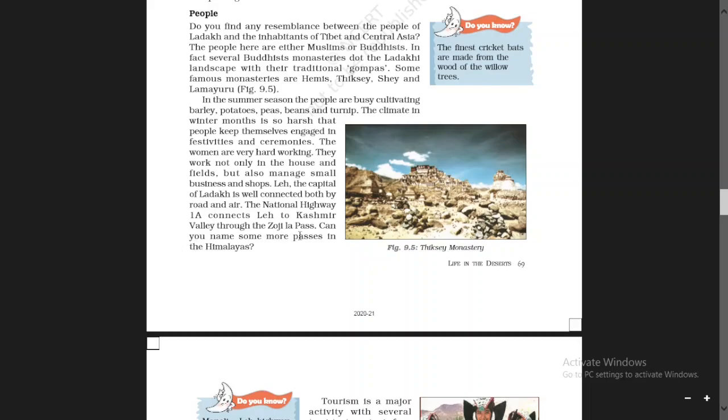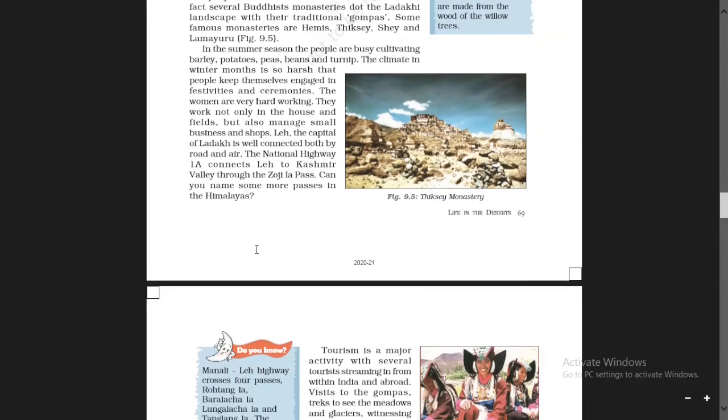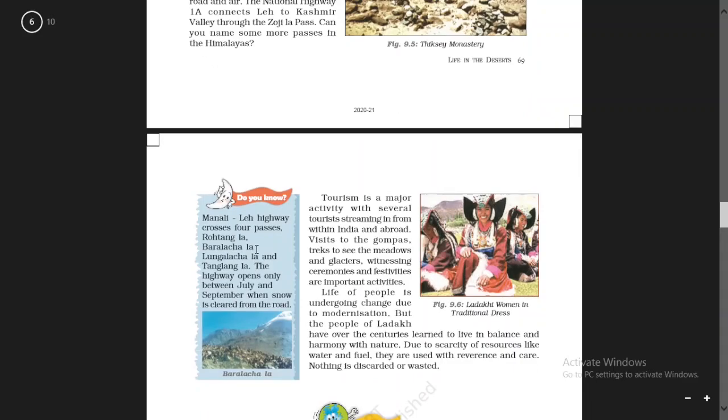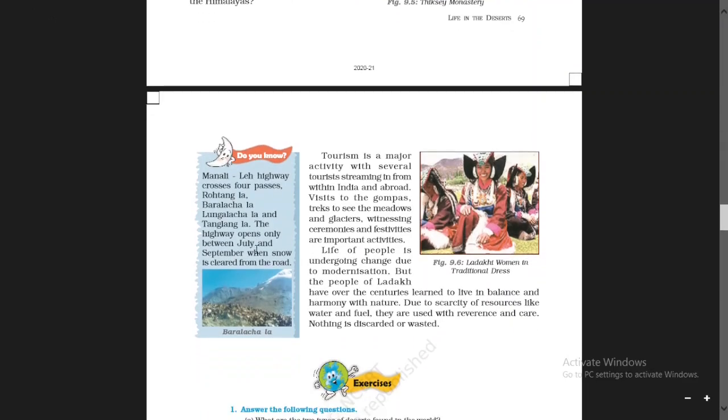Can you name some more passes in the Himalayas? Many passes are there, so can you name some of them? With the help of Google, you can search and know it. Again, see the next page, page number 76. Do you know the Manali-Leh highway crosses four passes: Rohtang La, Baralacha La, Lungalacha La, and Taglang La. The highway opens only between July and September when snow is cleared from the road.